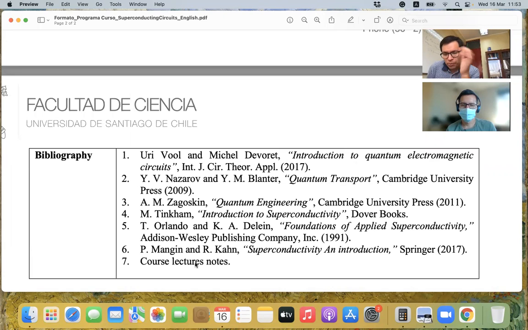So, for topic 1, that has to do with the basics of superconductivity and Josephson junctions, and then the second topic has to do with how to really treat the circuit, meaning how to build the Hamiltonian of the circuit.